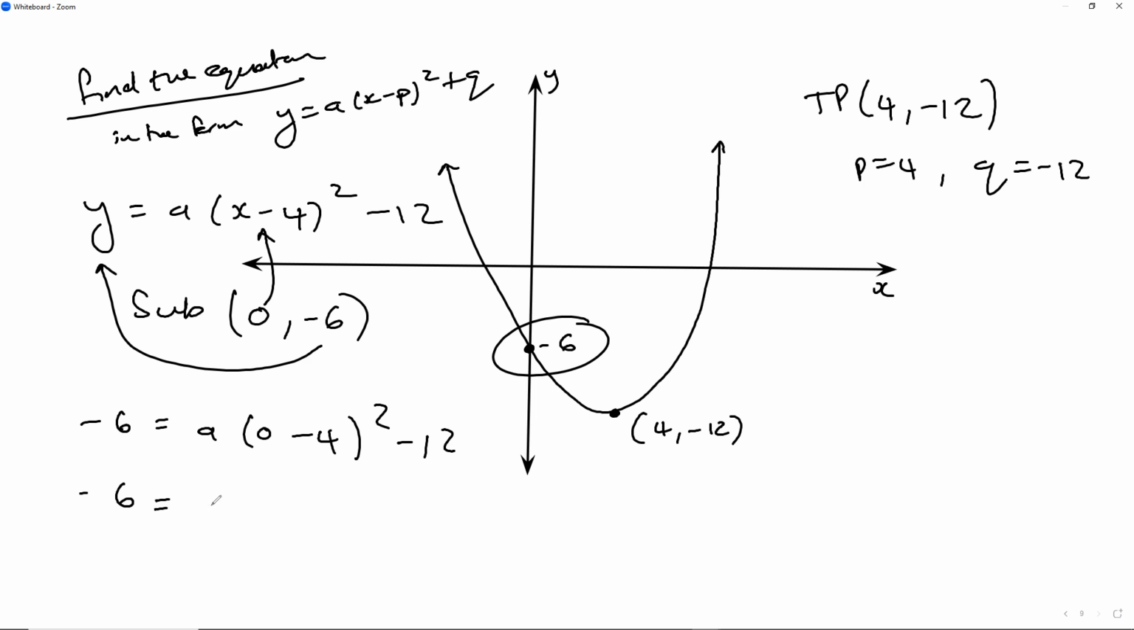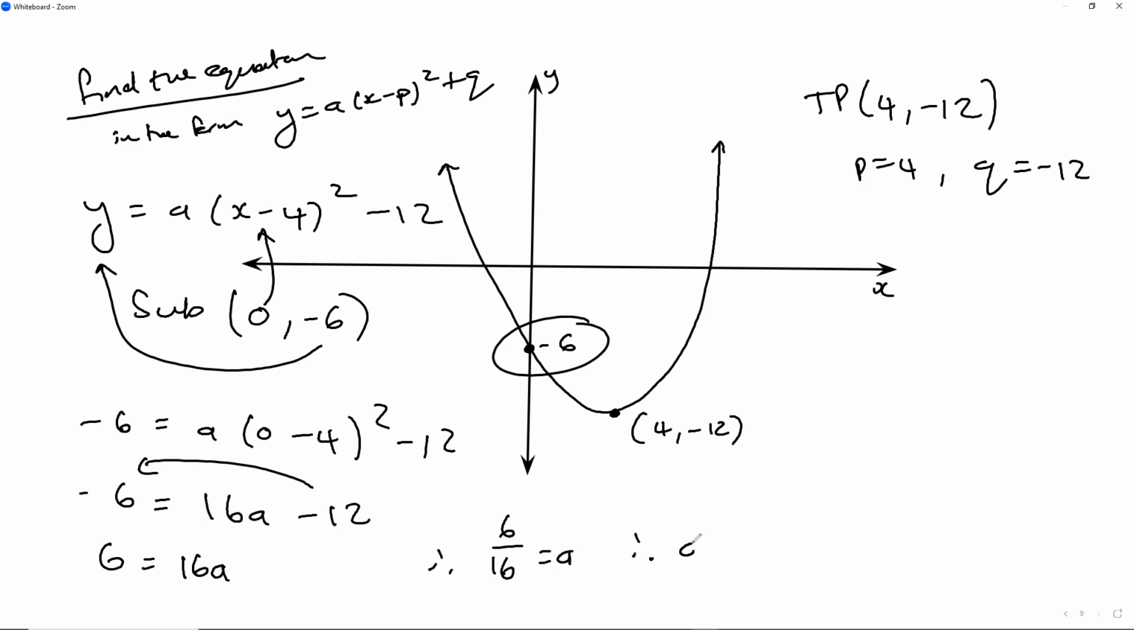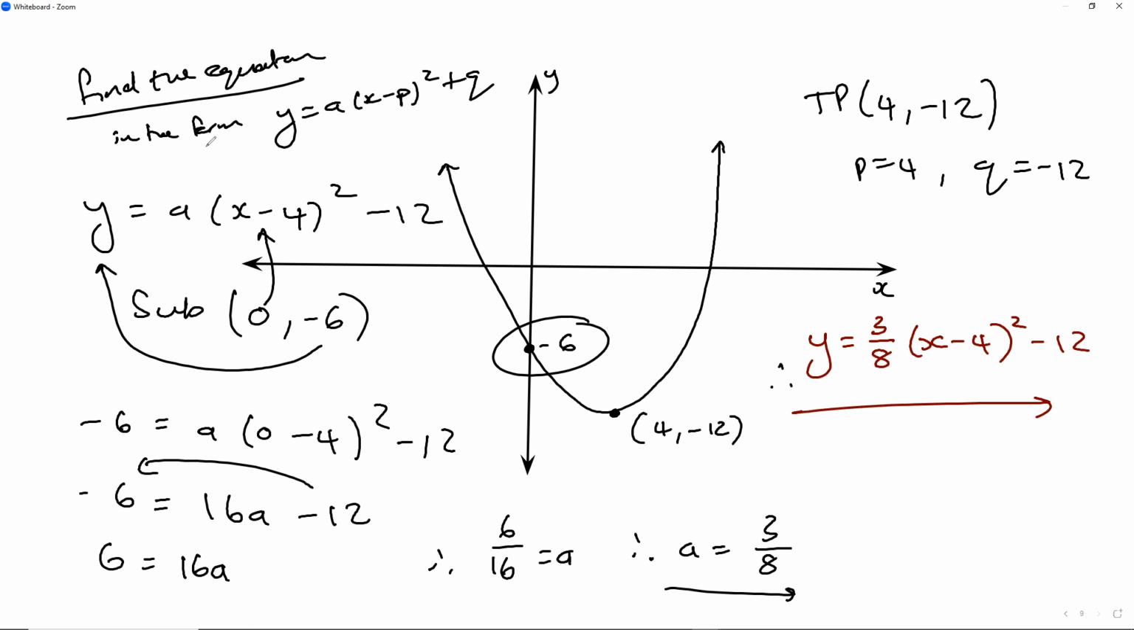So we're going to get -6 equals 16a minus 12. 12 moves to the other side, becomes positive 12. -6 plus 12 is 6. And 6 divided by 16 would be a. So therefore a is equal to 3/8. And so our final equation for this would be y equals 3/8 (x minus 4) squared minus 12 in turning point form. All right, and if we get asked to write it in the other form, remember, we just have to square out the brackets for that.